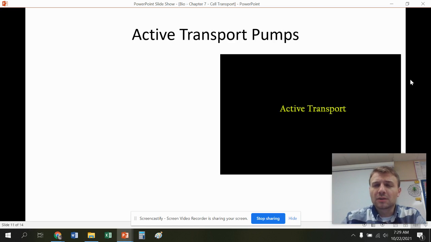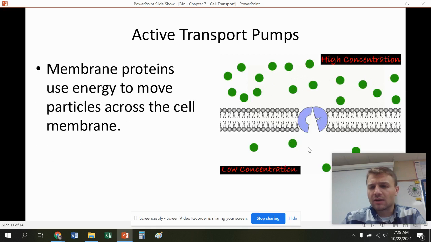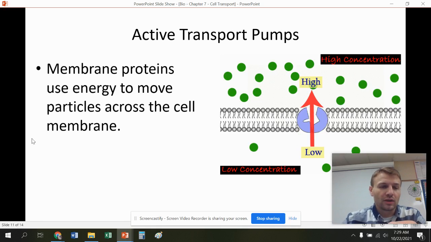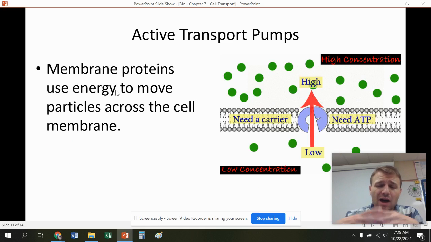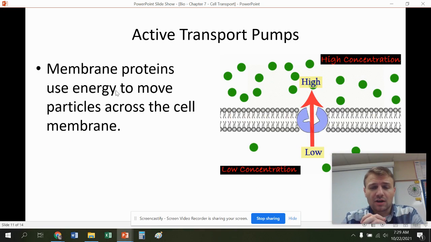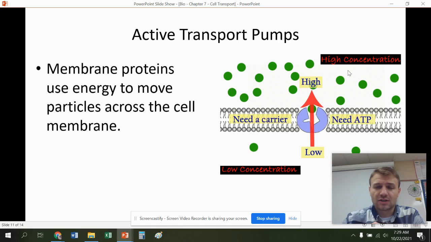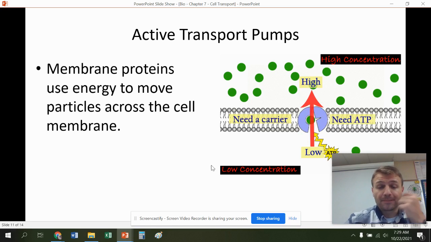Active transport pumps are a little bit more difficult, but I really don't have you go in depth with these. We're looking at how membranes are going to pump molecules across or against the concentration gradient. You can see we have this low concentration here at the bottom and this high concentration here on top. It's going to move from areas of low to high concentration, and it needs ATP or energy to do that.